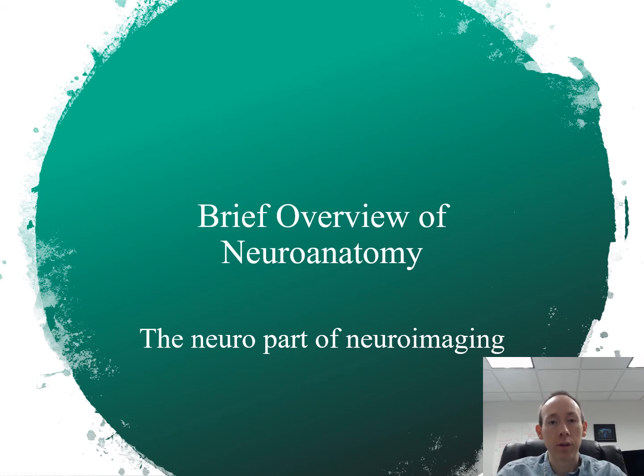To start, we're going to first give a brief overview of neuroanatomy. This is the neuro part of neuroimaging and really why we care about the MRI analyses. This allows us to know where we're looking in the brain.